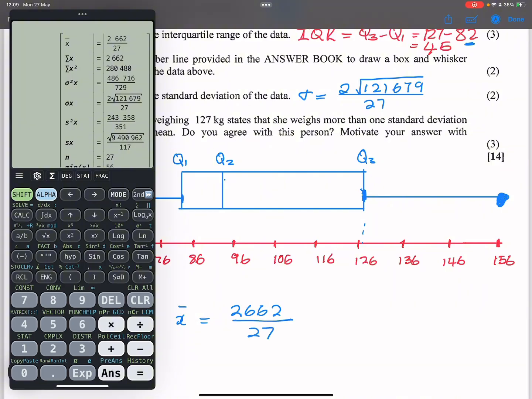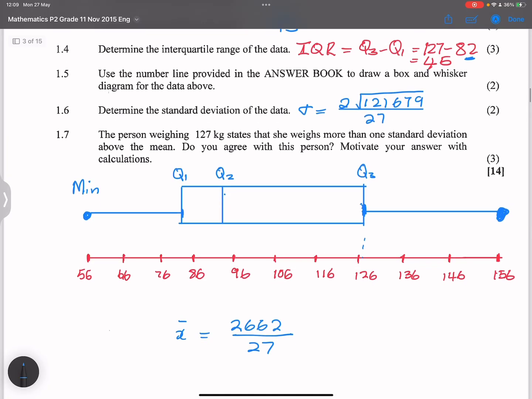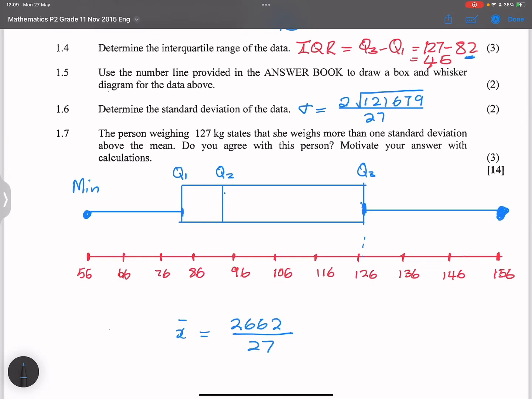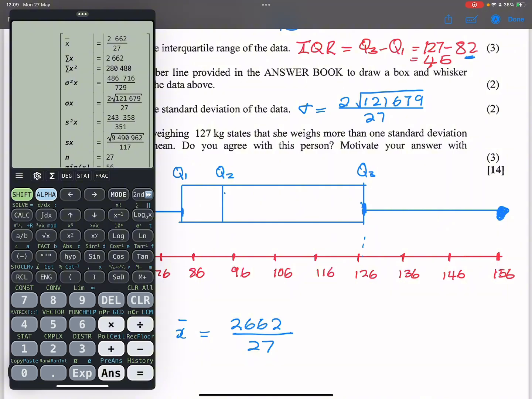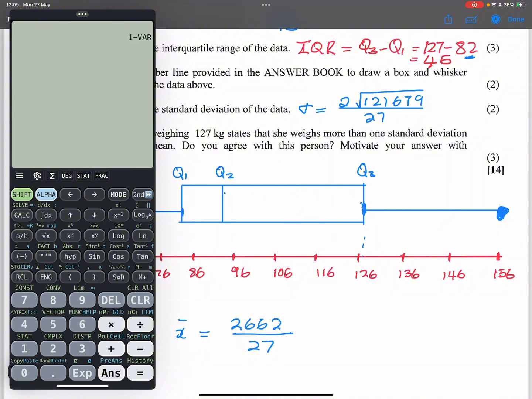Now let's quickly have a look at it. Let me just clear all of that. So this is 2 multiplied by 121,679, and this is divided by 27. And I get a value there, which is 25.84. That is my standard deviation, ladies and gents.